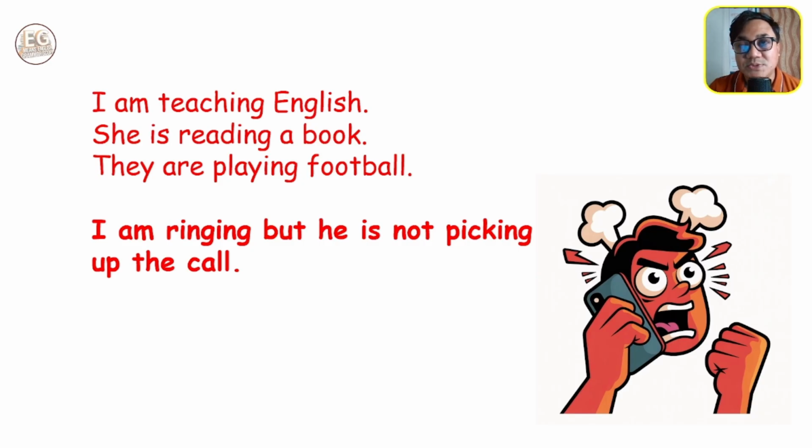Now, present continuous tense is also used when we are talking about two incidents or two actions happening at the same time.